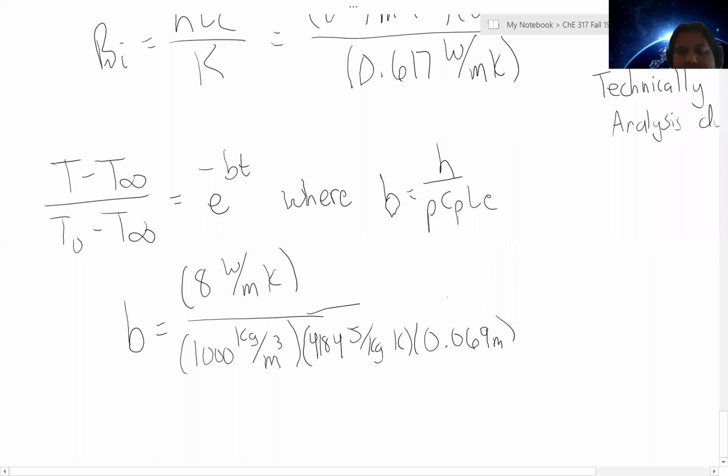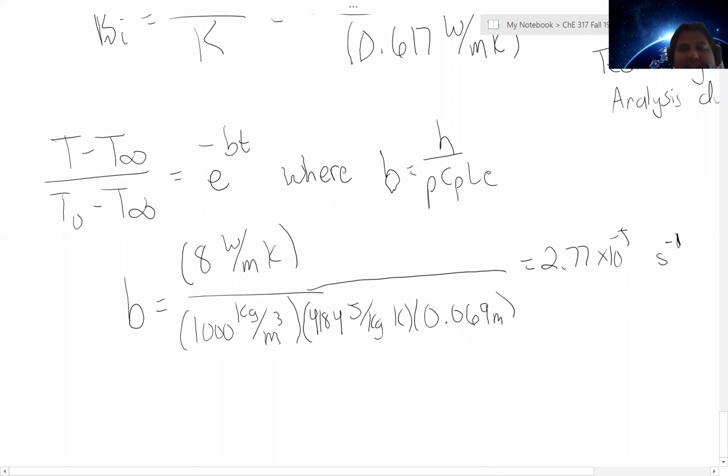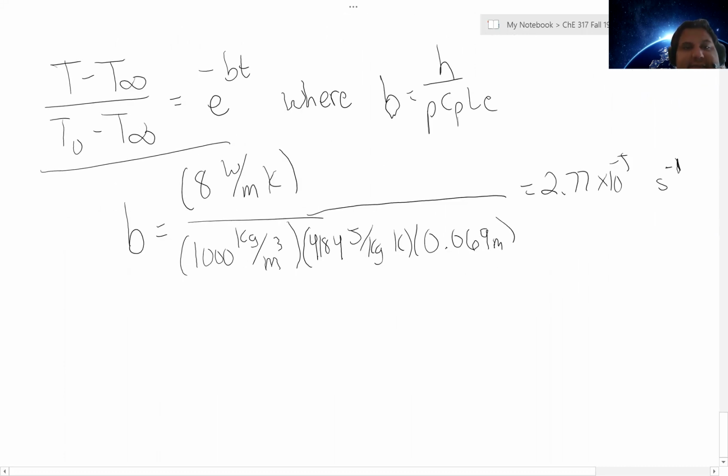All right. So I can solve for this B value and I get approximately 2.77 times 10 to the minus fifth, and you should end up with inverse seconds. And so with that in mind, what I'm looking for is t. Rearranging this LCA equation, you end up with negative B t equals the natural log of (T minus T infinity) divided by (T naught minus T infinity).